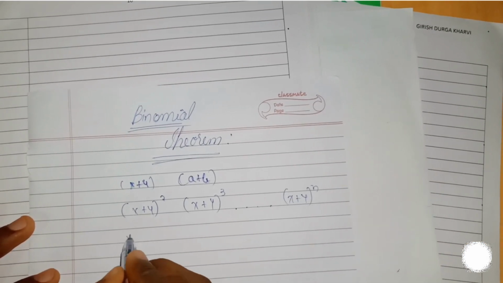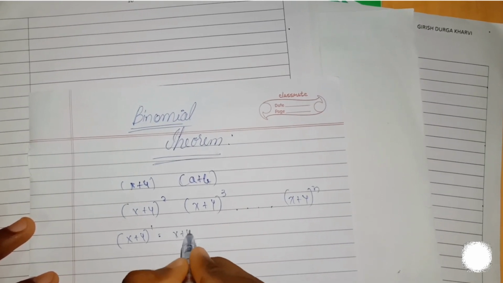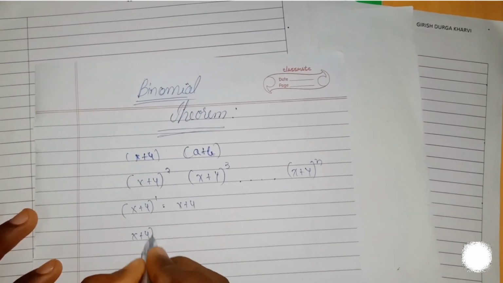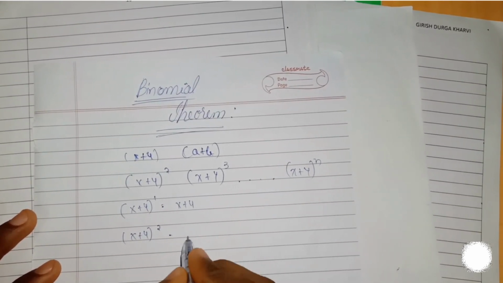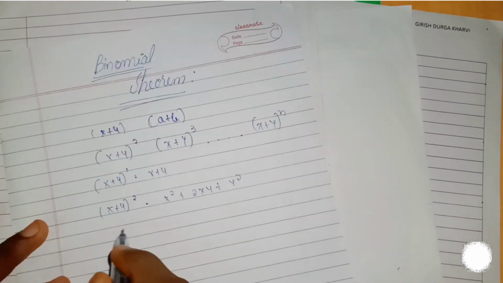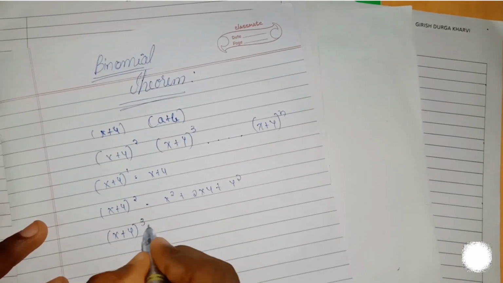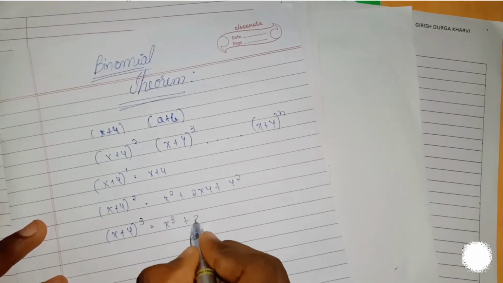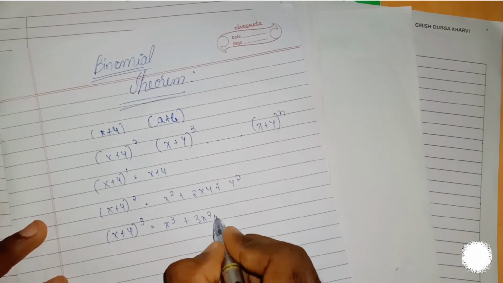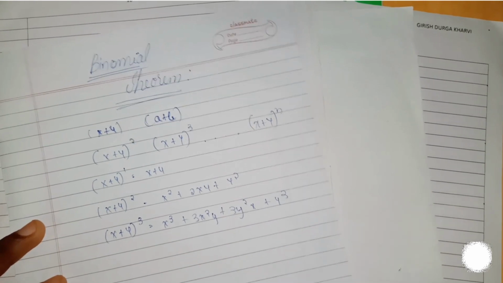We have identities like x plus y to the power 1 is equal to x plus y. x plus y to the power 2 is equal to x square plus 2xy plus y square. And again we have the formula that x plus y whole cube is equal to x cube plus 3x square y plus 3y square x plus y cube.